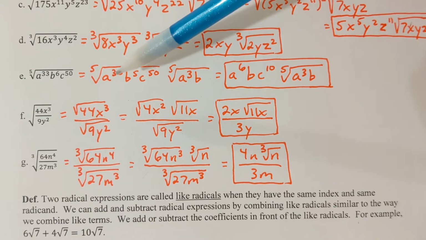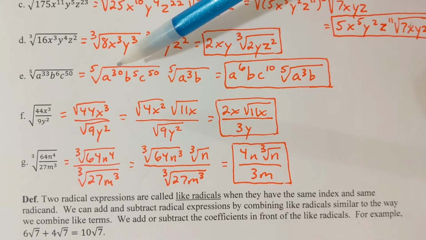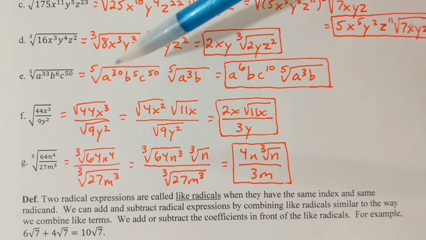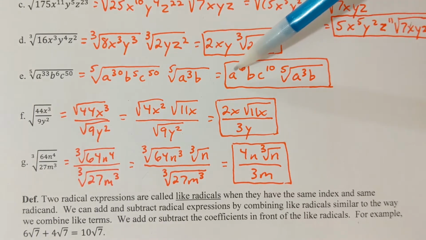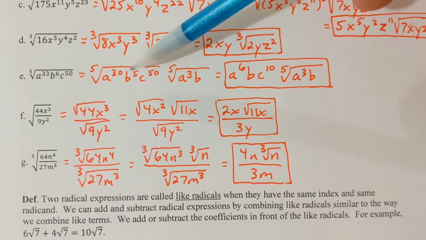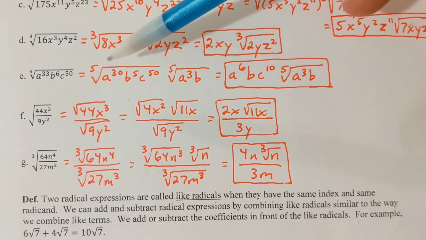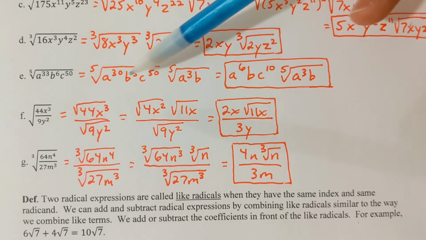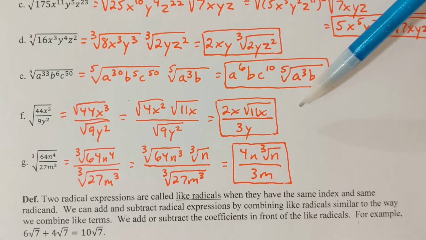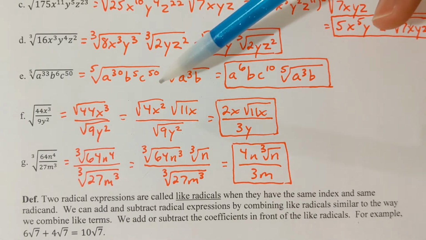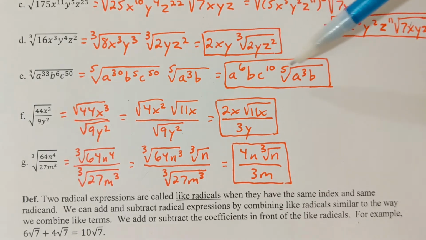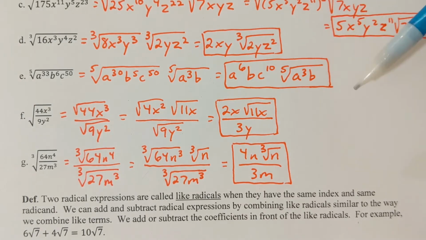Now, a to the 6th to the 5th is a to the 30th. So the fifth root of a to the 6th to the 5th would be a to the 6th. The fifth root of b to the 5th, that's b. And the fifth root of c to the 50th would be c to the 10th, since c to the 50th is the same as c to the 10th to the 5th. Okay, and this guy here, I just rewrite that again, that's my leftover.